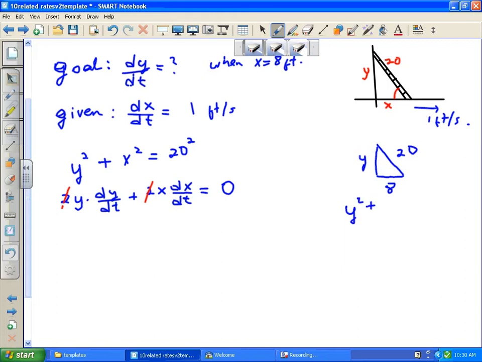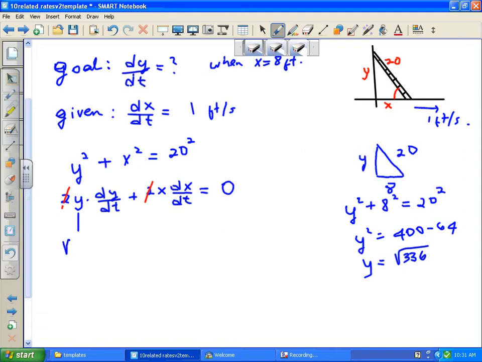y squared plus 8 squared equals 20 squared. So y squared equals 400 minus 64. So y will be, I believe, the square root of 336. You can either get a number for it, or you can keep it like that, only round in the last step of your approximation. Either way is okay. So now that we know what y is, we can plug it in.